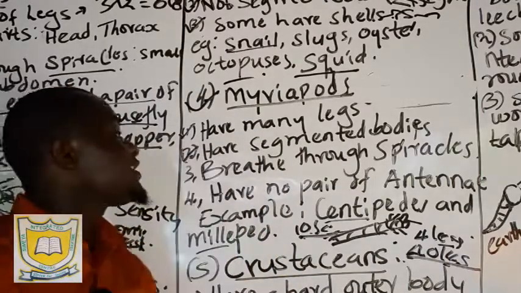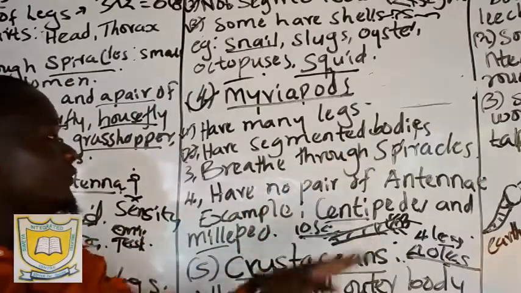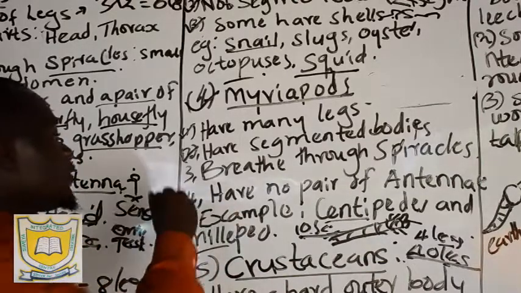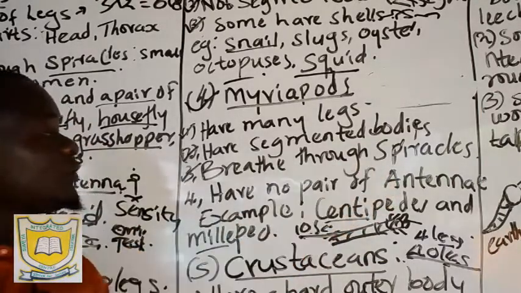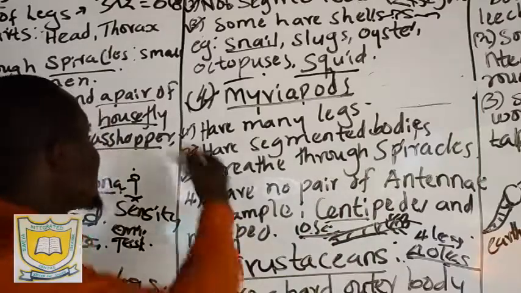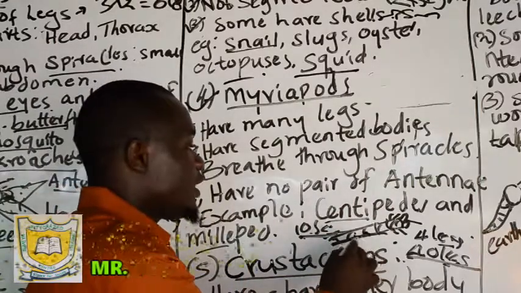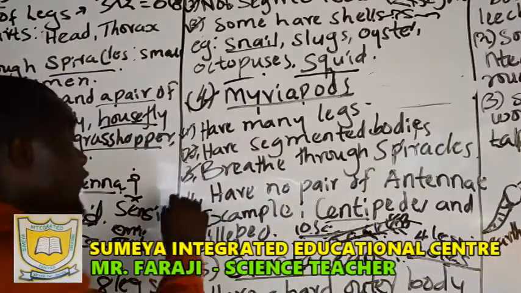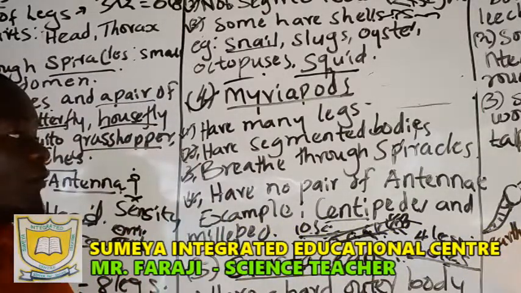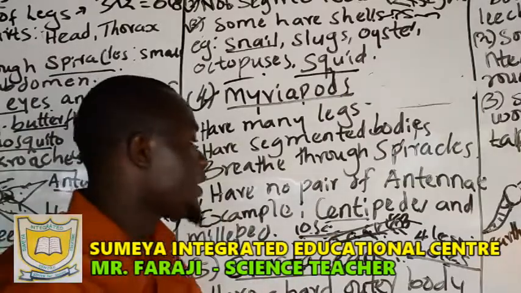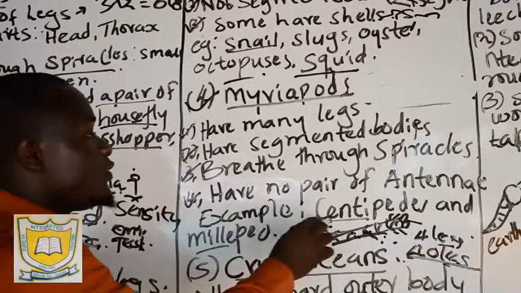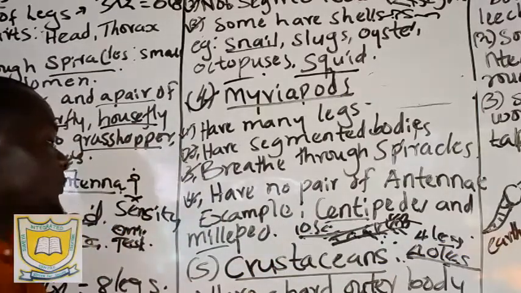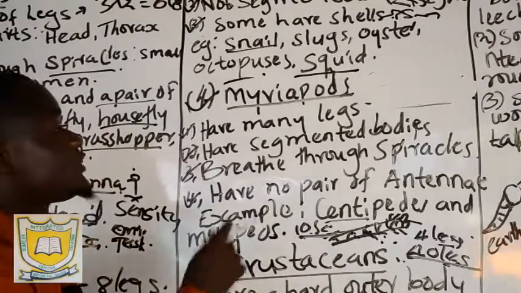Number 2, we say they have segmented bodies. I've already described that. Then we talk about the breathing. They also breathe through the spiracles, just like insects. So they have spiracles on their bodies, which help in gaseous exchange. Number 4, we say they have no pair of antenna. Examples are centipedes and millipedes as examples of these myriapods.